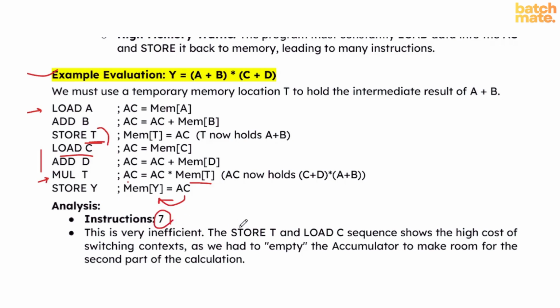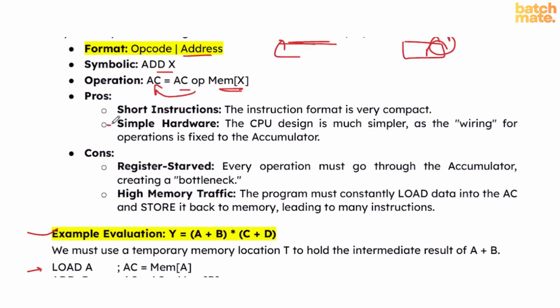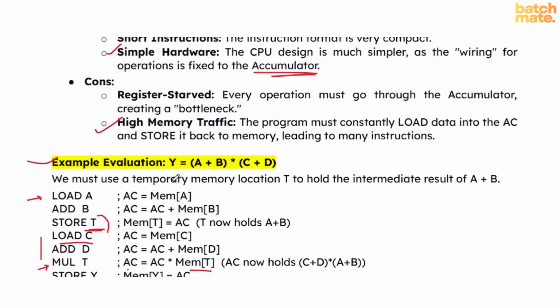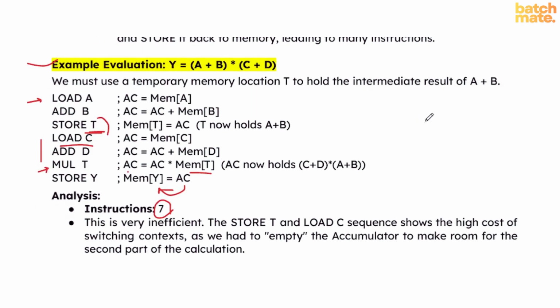And the verdict is that this is hardware simple but inefficient. Everything has to funnel through that one accumulator bottleneck. And look at all those loads and stores. We are constantly talking to memory, which is slow. So we went from 3 operands to 2 to 1. Can we go lower? Can we have 0 operands?